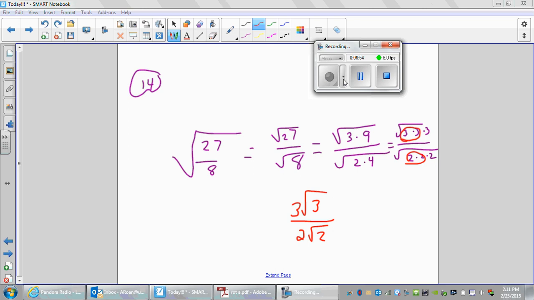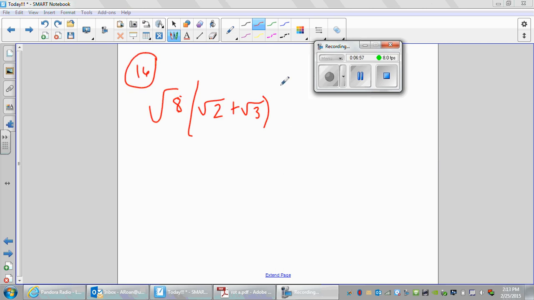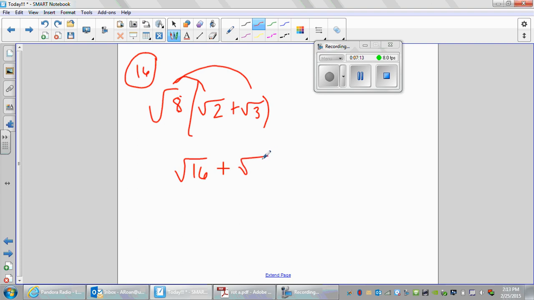Number 16. Number 16, we need to distribute. Square root of 8 times square root of 2, and then square root of 8 times square root of 3. Square root of 8 times square root of 2 will be square root of 16, plus 8 times 3 is 24. So then can we break any of these down?